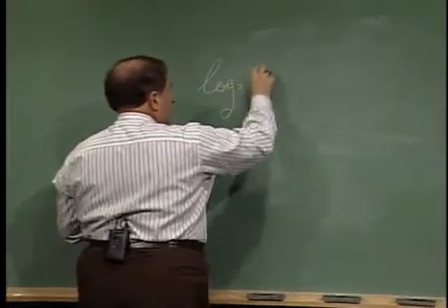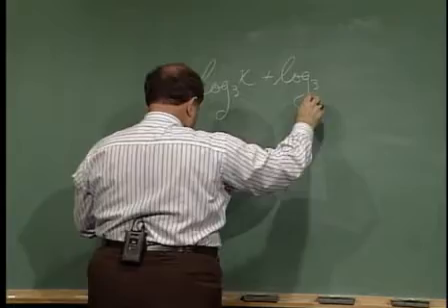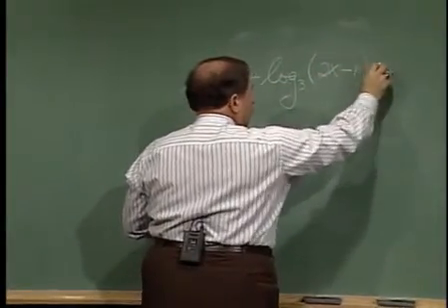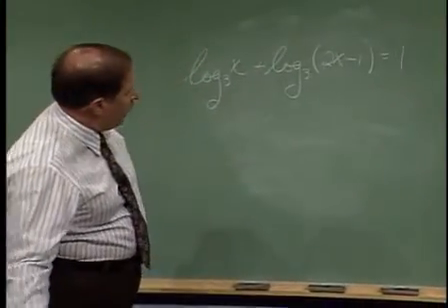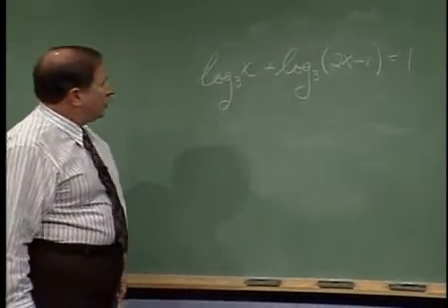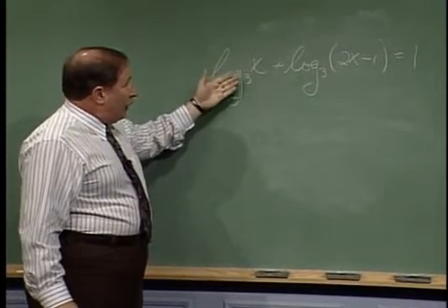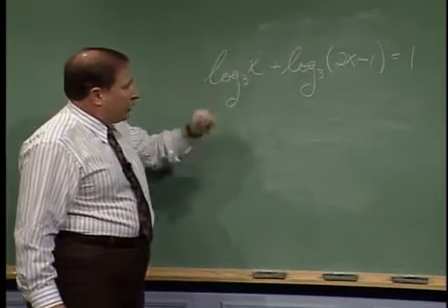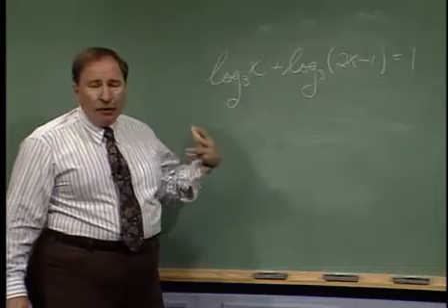The equation is the log base 3 of x plus the log base 3 of (2x minus 1) equals 1. Now, what does this mean? Well, it means that we have two numbers, both logs base 3: the log base 3 of x and the log base 3 of 2x minus 1. We add them up, we get 1. How do we solve this?